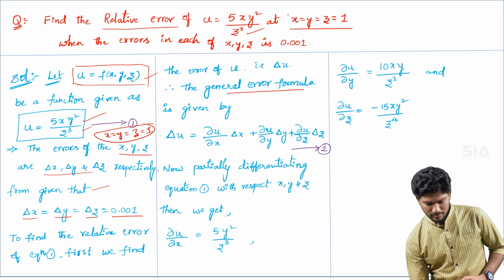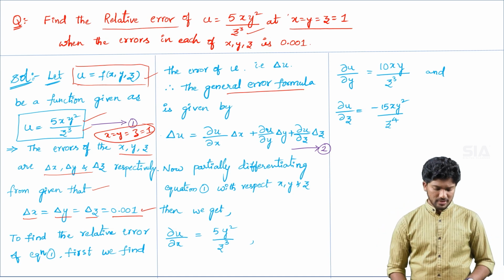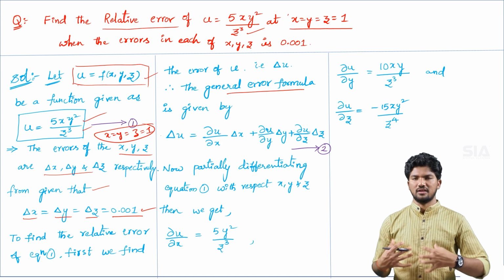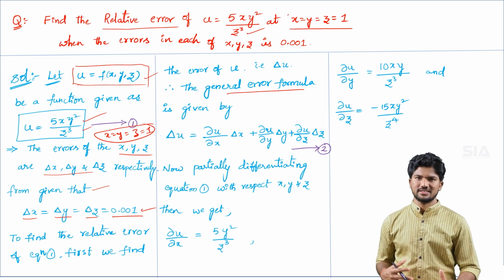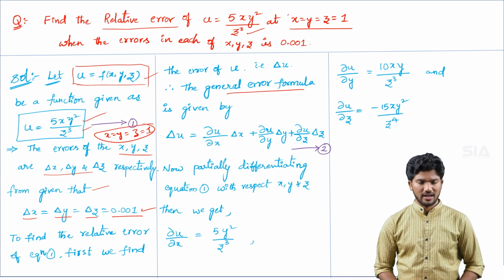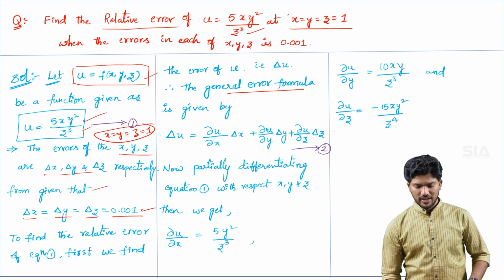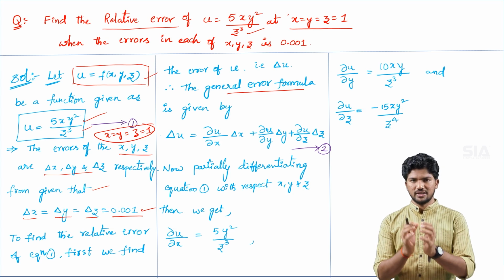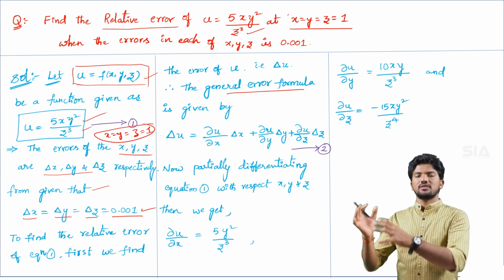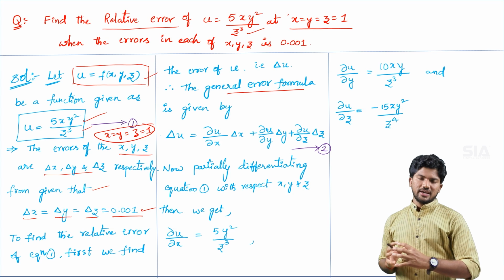Okay, so you can also make a box for this one. To find the relative error, now our aim is to find out the relative error of the given equation number 1. To find the relative error of equation 1, first of all we have to find out the normal error. First we have to find out the error of the given function, and then after that we go to the relative error.